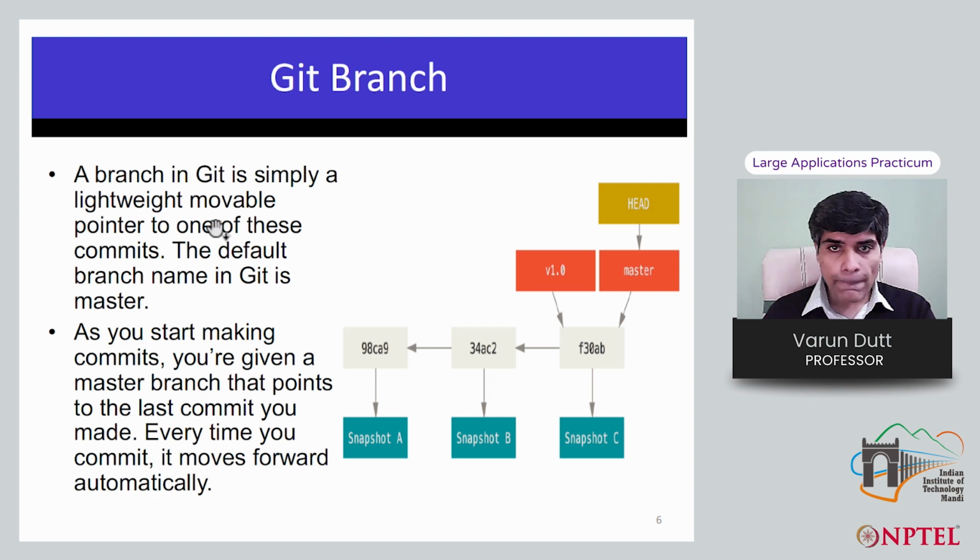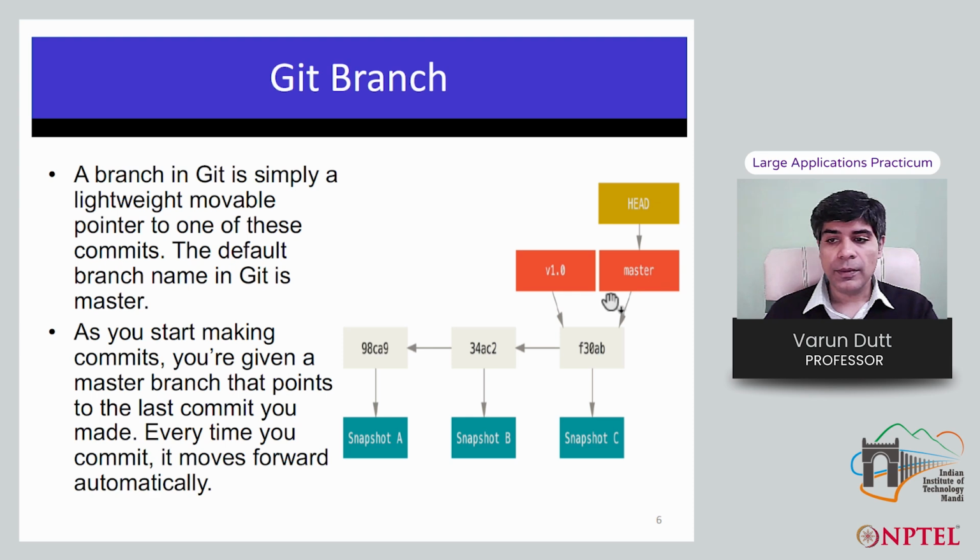So what is a Git branch? A branch in Git is simply a lightweight movable pointer to one of these commits. The default branch name in Git is called master. We have seen in the prior slides that we had different commits, and these commits were referring to something called master, which refers to the main branch. As you start making commits, you are given a master branch that points to the last commit you made. Like for example, this is the last commit, so master is pointing to it, and there is a HEAD pointer which is pointing to master.